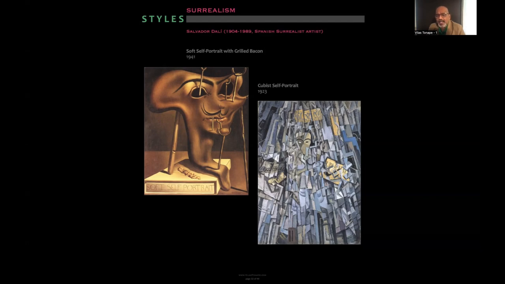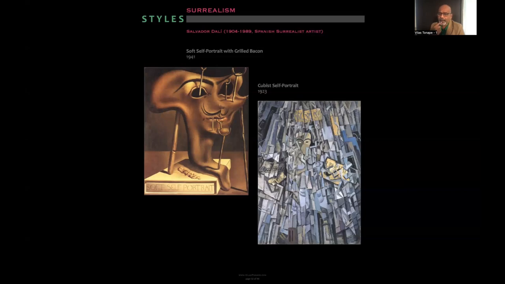The right side, he did for a very short period, cubism paintings. Because cubism was the trend of the day at the time in Europe, started by Picasso and Braque. So he did a few paintings in that style, but he was most comfortable with surrealism because surrealism offered him that opportunity to paint things realistically.